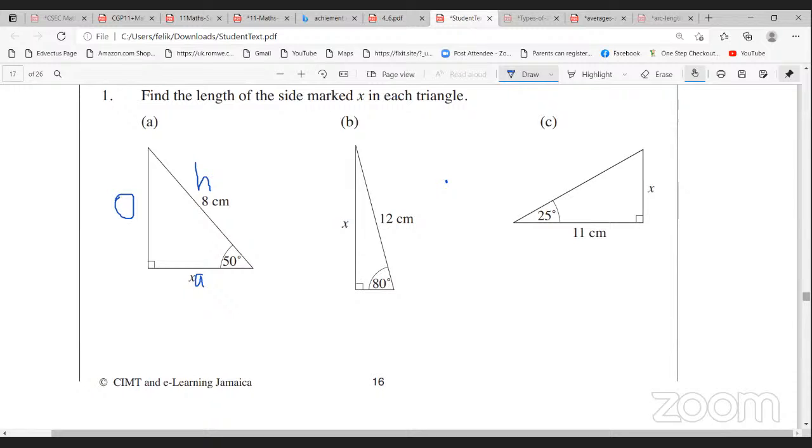So go ahead and write down the formula for cosine. You have the hypotenuse and you're asked to find the adjacent. So you always look at the sides that you're given and what you're asked to find. You understand? And use that to determine what you're going to use. Write on screen now the trig ratio that you're going to use.